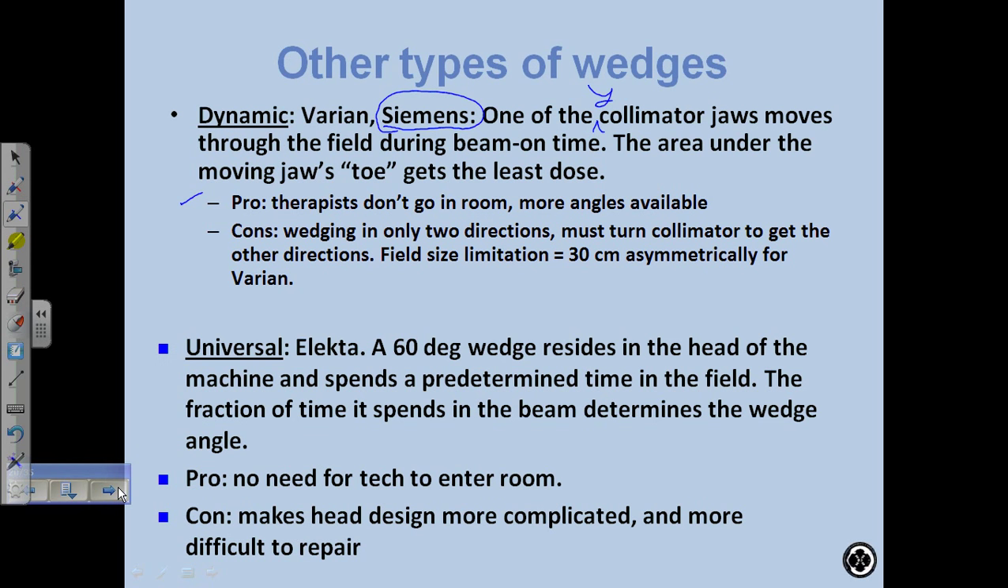What does this mean? Here's a beam's eye view of a square field, central axis. Y2 up here, Y1 down here. So Y2, Y1. Okay, so this jaw can move. Once the beam starts and you have a dynamic wedge programmed, it starts in the open position. Okay, remember that. And then this jaw, say we're doing a Y1 wedge. Would that be an in wedge or an out wedge?